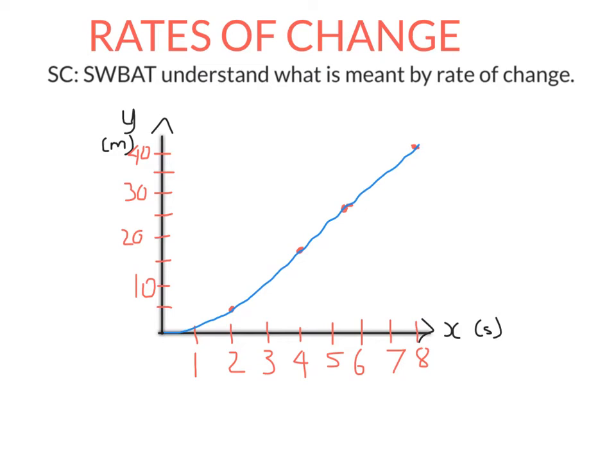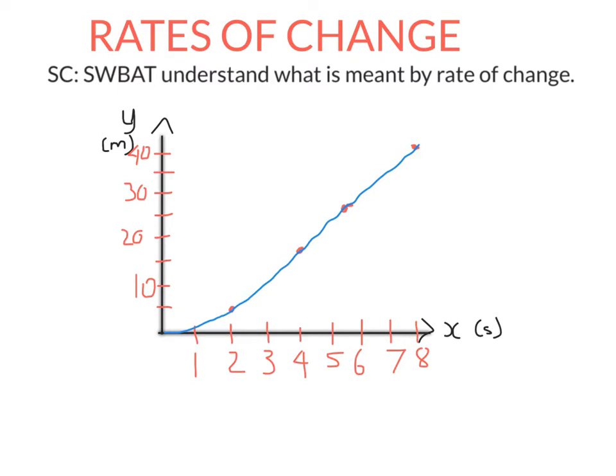Thank you so much for tuning into this video in which we begin to look at rates of change. So what we're looking at is how quickly one variable changes with respect to another variable. In this graph here, I'm using y to be distance in meters and x to be the time in seconds. So I was thinking I'd use the example of someone running a 40-meter race. You can see that the person has run 40 meters in 8 seconds.